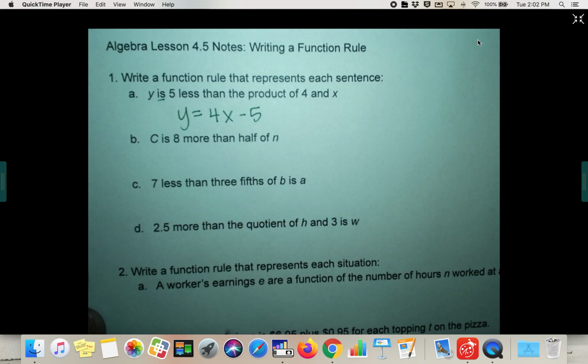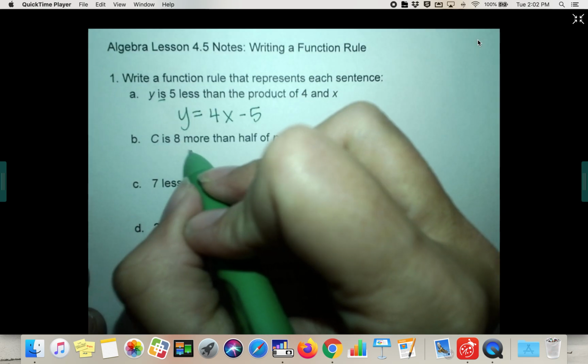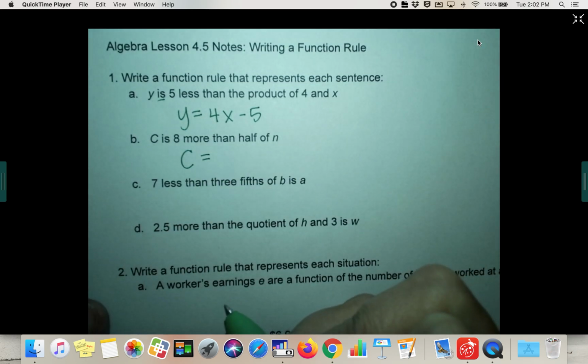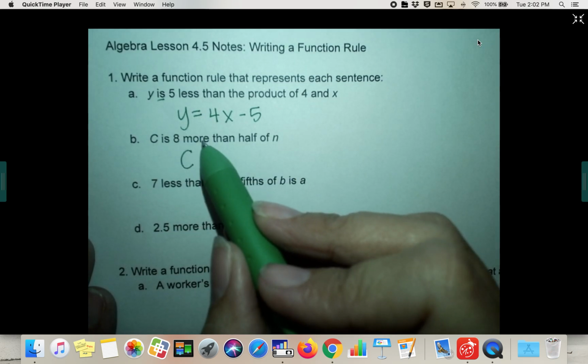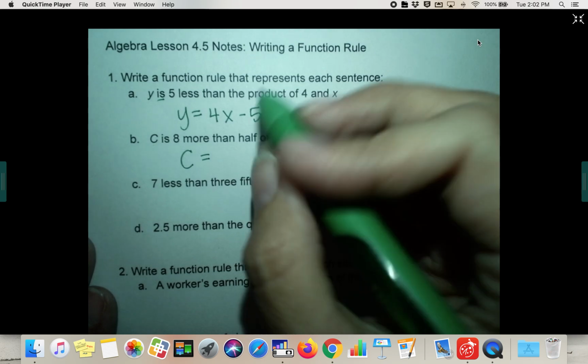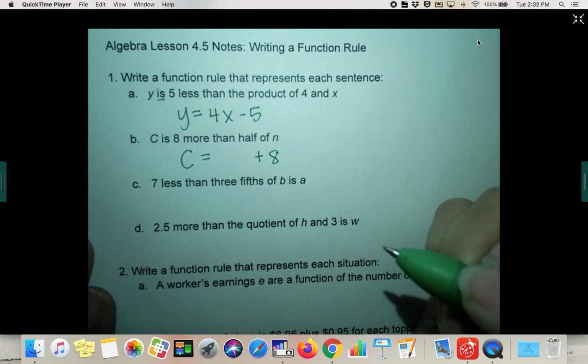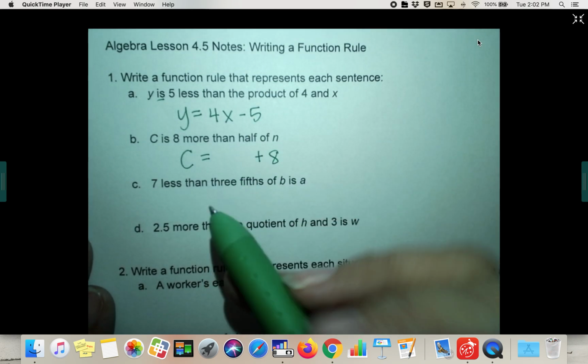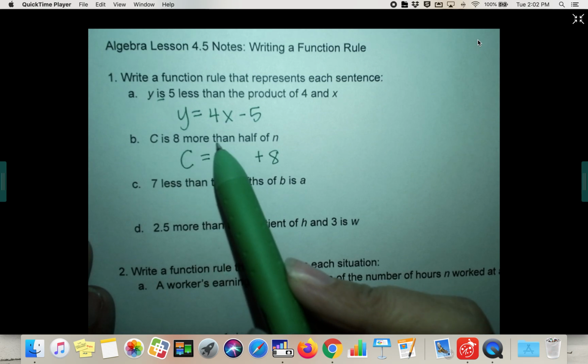Okay, let's try B. C is, which means C equals 8 more than something. So I don't know what something is, but I'm going to put plus 8 because I know it's 8 more than whatever we're talking about. So read on to see what we're talking about.